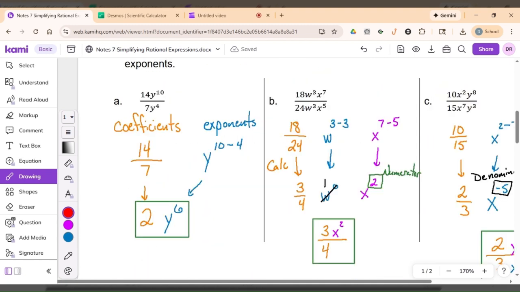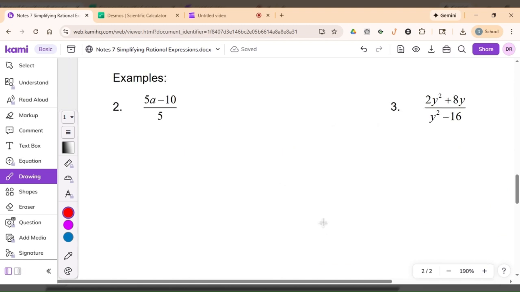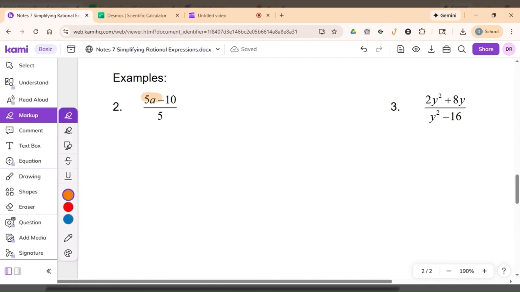A little bit easier to see that in action. So let's go ahead and go to the back here. And again, if I go too fast, just pause this video, rewind it as needed to. But looking at number 2, we can see the numerator here has 2 parts. We have 5a minus 10.